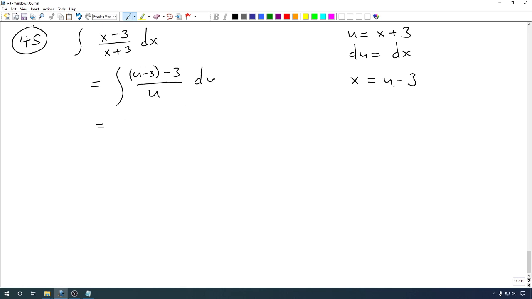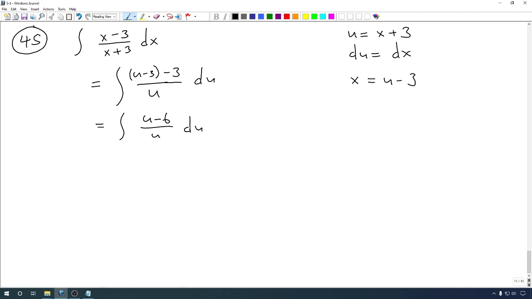Now, don't always expect to be able to do something like this. Not every substitution you try can be easily solved for your x variable. But it is a trick that's handy to keep in mind. Let's go ahead and simplify this. The top is actually just u minus 6.